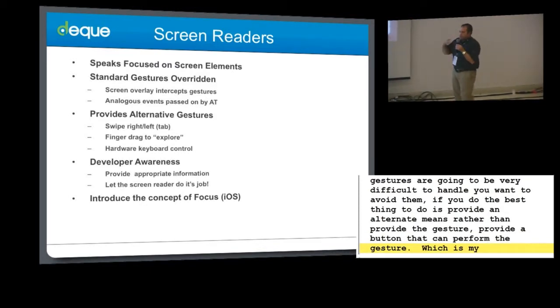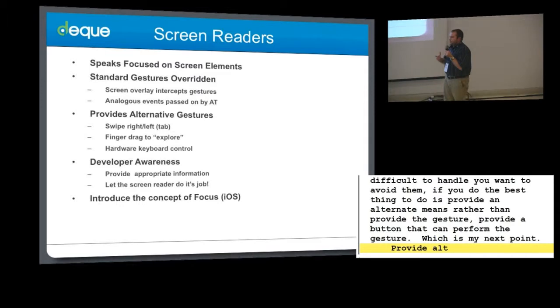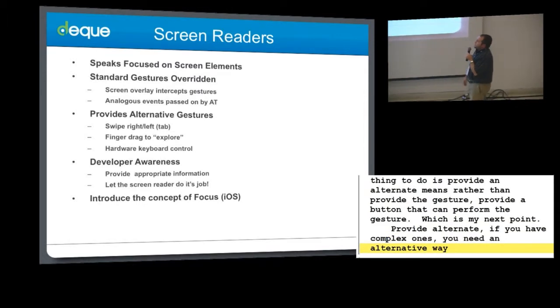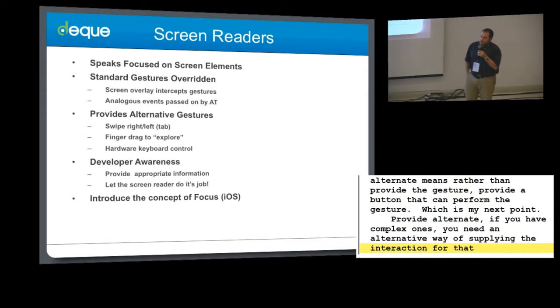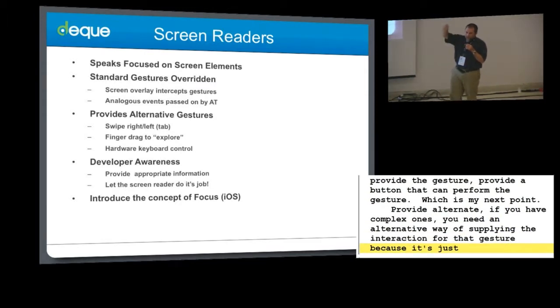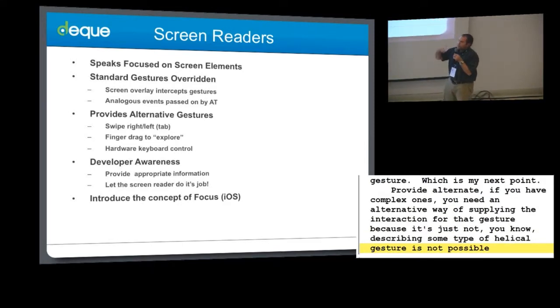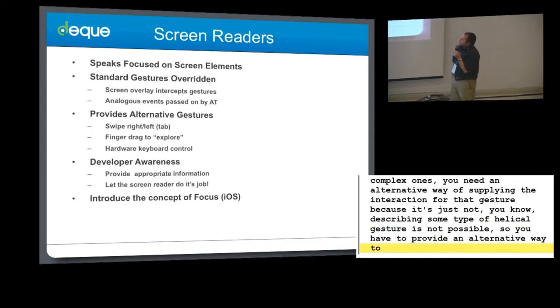If you have complex gestures in your application, you need to provide an alternative way of supplying the interaction for that gesture, because describing some type of helical gesture is just not possible. So you just have to provide an alternative way of doing that action, some button somewhere on the user interface. And then finally, developer awareness.